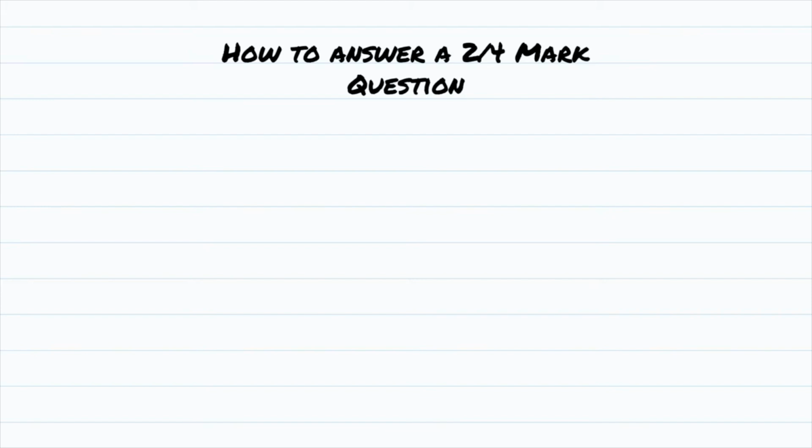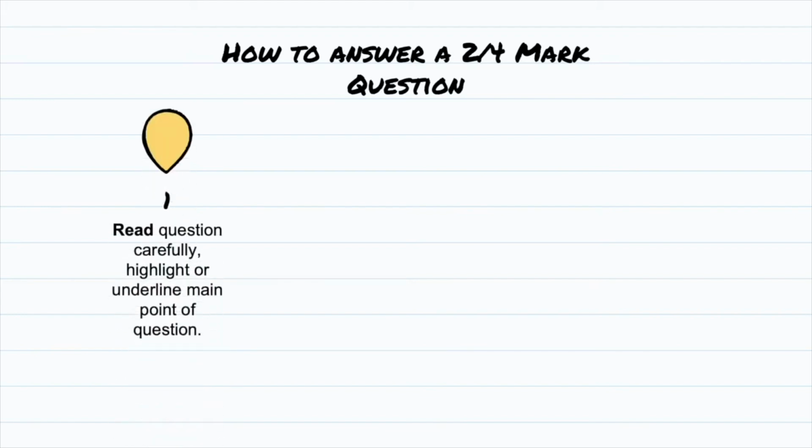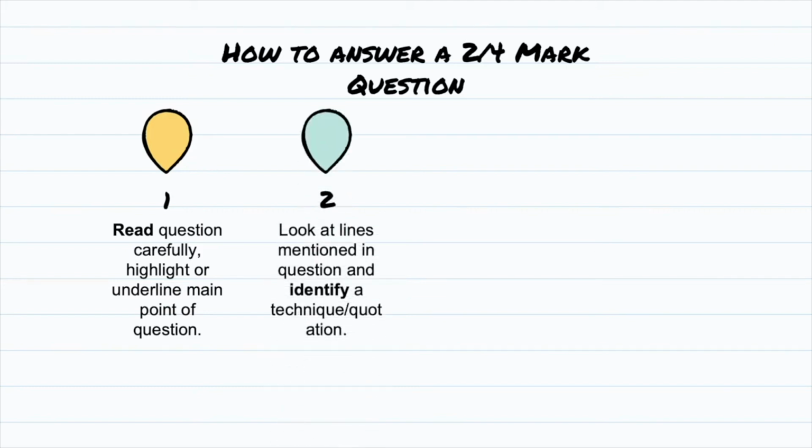So let's get started. Step 1, it's important that you read the question carefully. You need to highlight or underline the main point of the question. If you aren't able to identify the main part of the question, you will not be able to link back successfully. Number 2, you need to look at the lines mentioned in the question and identify a technique or quotation. It's important that you stick to the lines mentioned in the question, otherwise there will be marks lost.